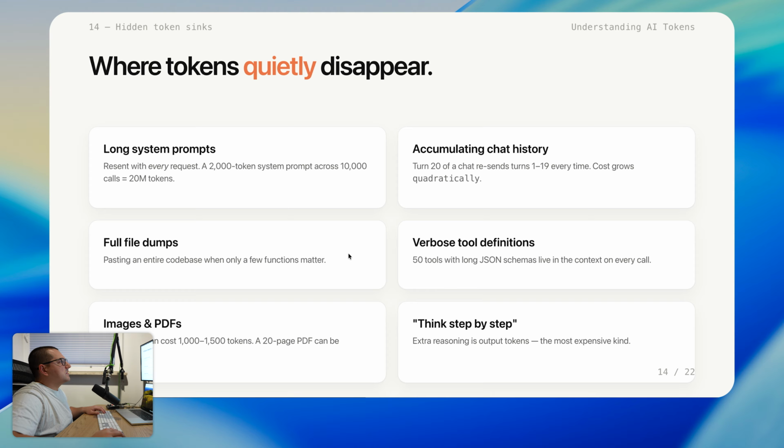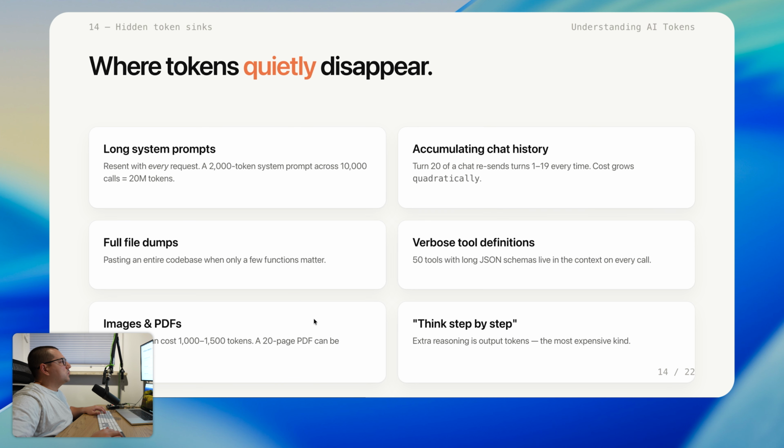Also, one of the not the smartest moves would be to move your whole code base into the chat. So basically pasting an entire code base when only a few functions matter. If you want to edit your file or add a new functionality, you don't always need to include the entire code base. For example, in Cursor, just refer to this file and ask to add this functionality here.